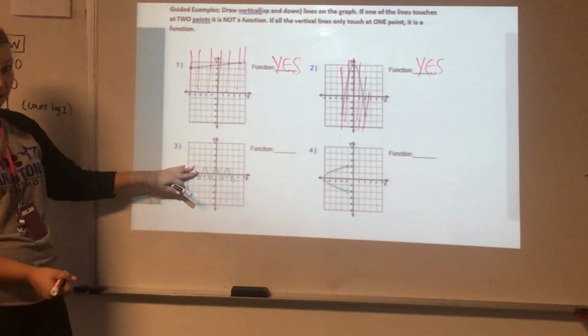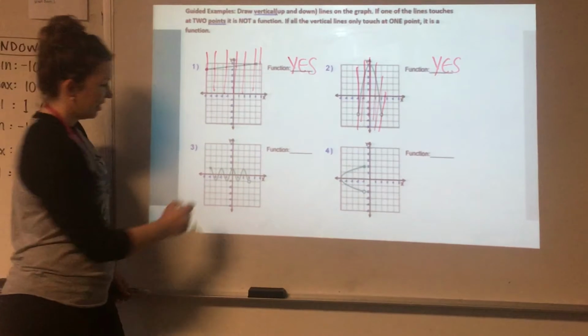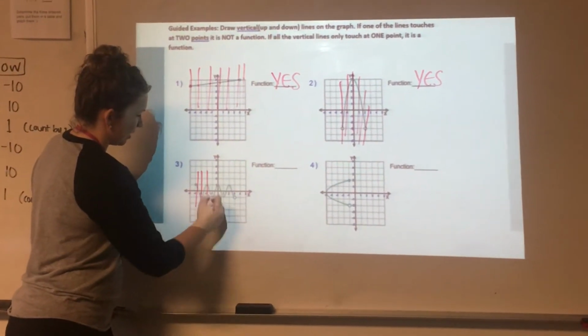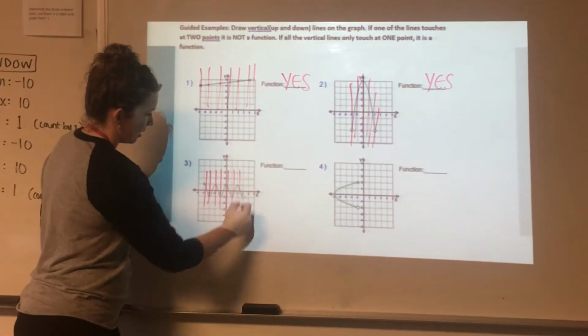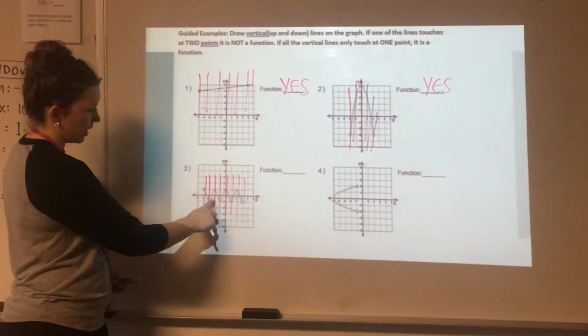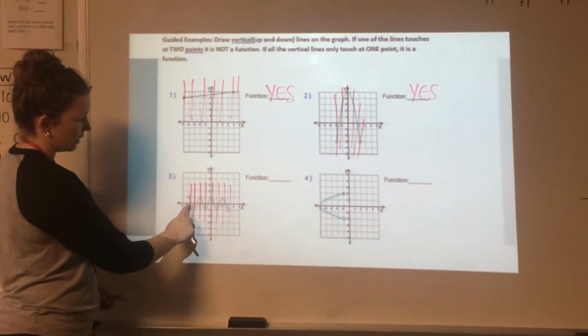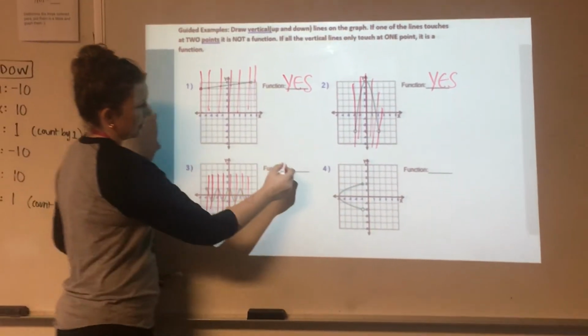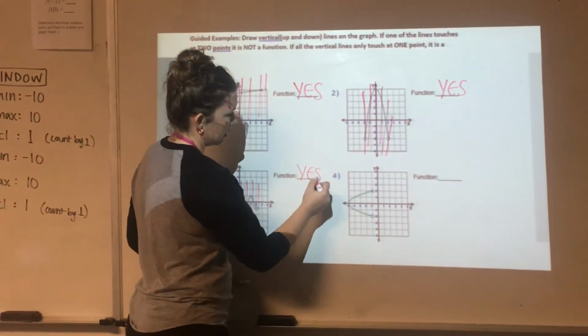Even this weird looking graph down here that I don't even know what to call, I draw some vertical lines through it. It never touches that squiggly line more than once. Each line only touches at 1 point. So this is a function.